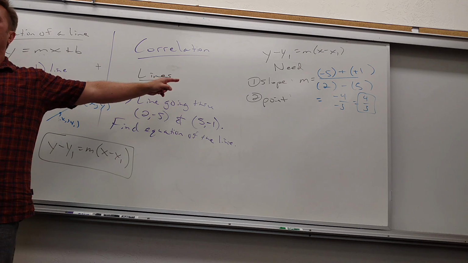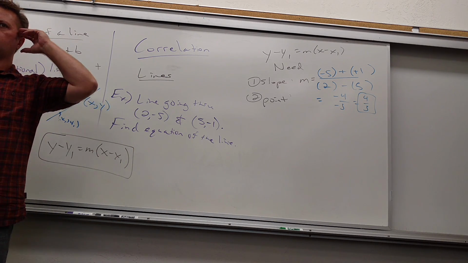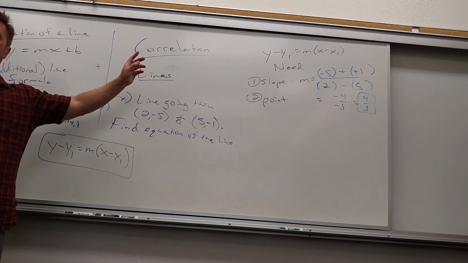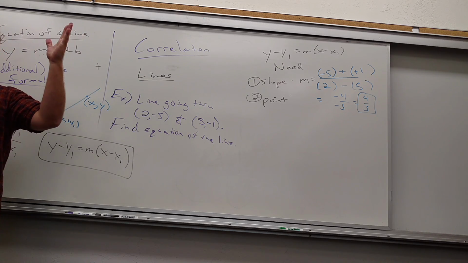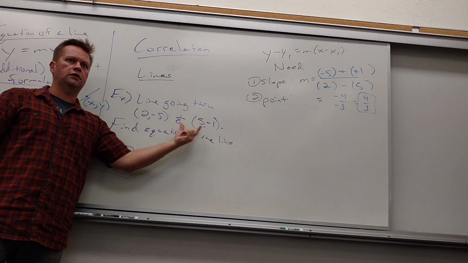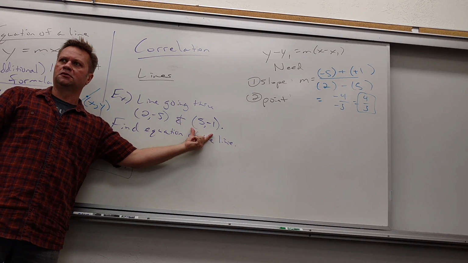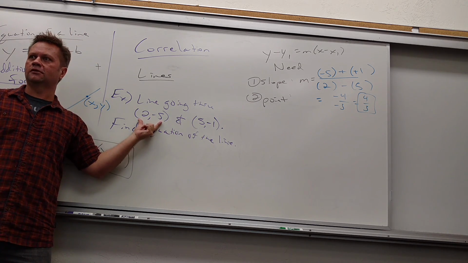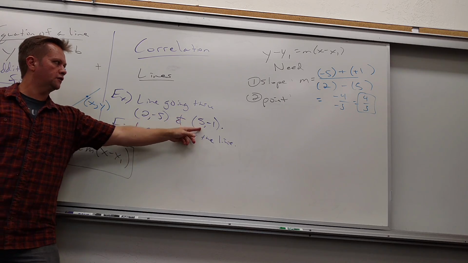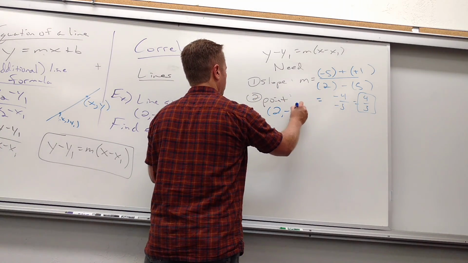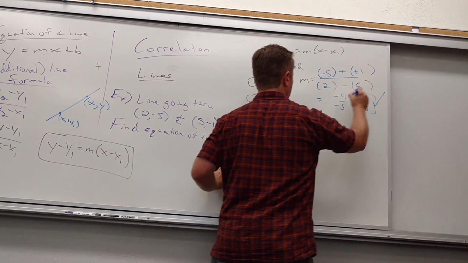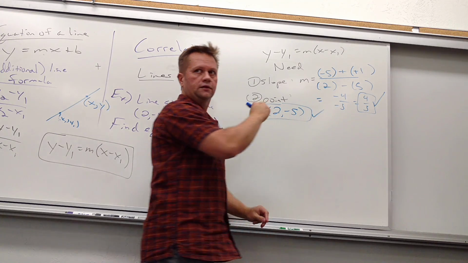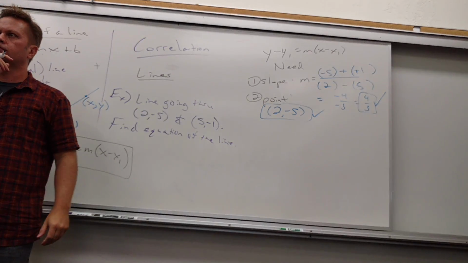Now, do I have a point? Sometimes. Do I have a point in this problem? Yeah, I got 2 points. You can pick whichever one you like. Which one looks better to you? This one? Sure, why not. This guy looks shifty, so I like 2, -5. So I got my slope, check. I got my point, check.